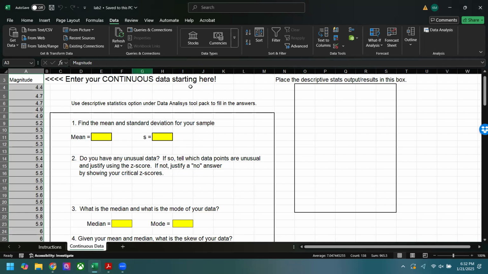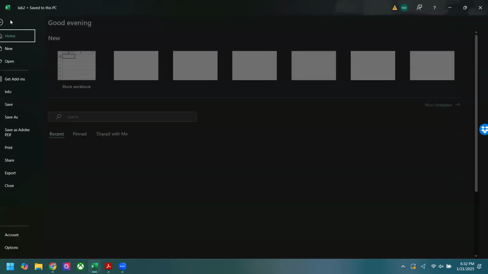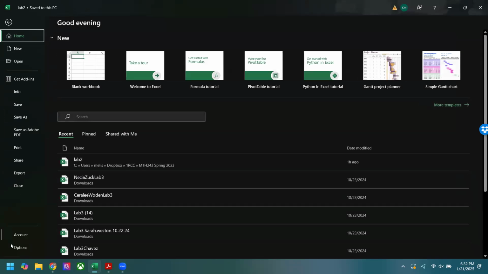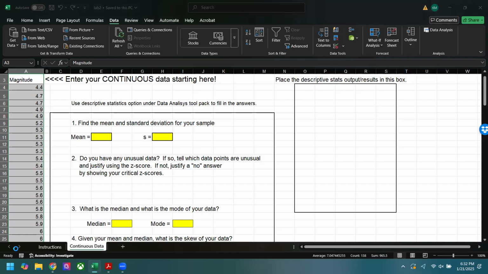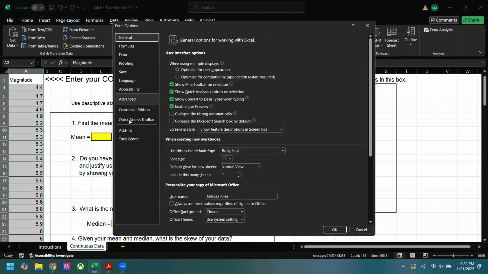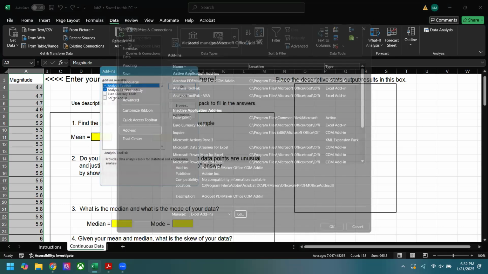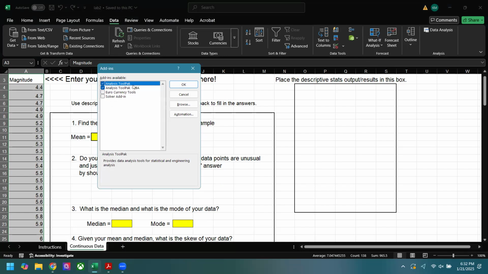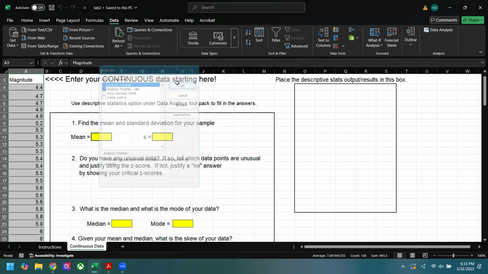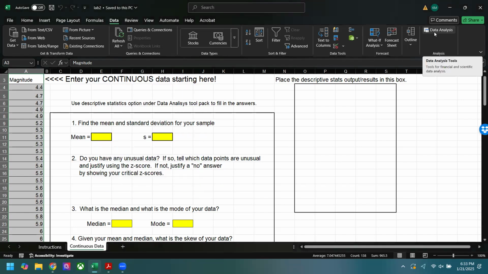I'm going to walk you through it one more time. Click on File and Options down here at the bottom left. Go to Add-ins. And then down here, Manage Excel Add-ins, click Go. And you want Analysis Toolpack and Analysis Toolpack VBA. And then click OK, and it'll have the data analysis tool here. Now this is where all computers are the same.